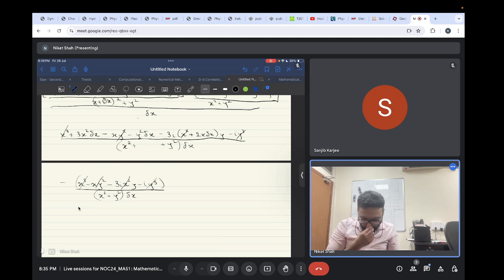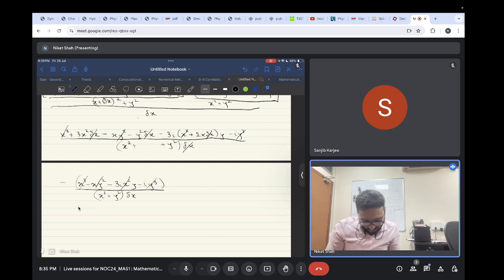Of course, the original terms get cancelled, right? This is now what I'm left with. And also there is a delta x term in the denominator, so that cancels these numerator terms. Delta x gets cancelled from everywhere.